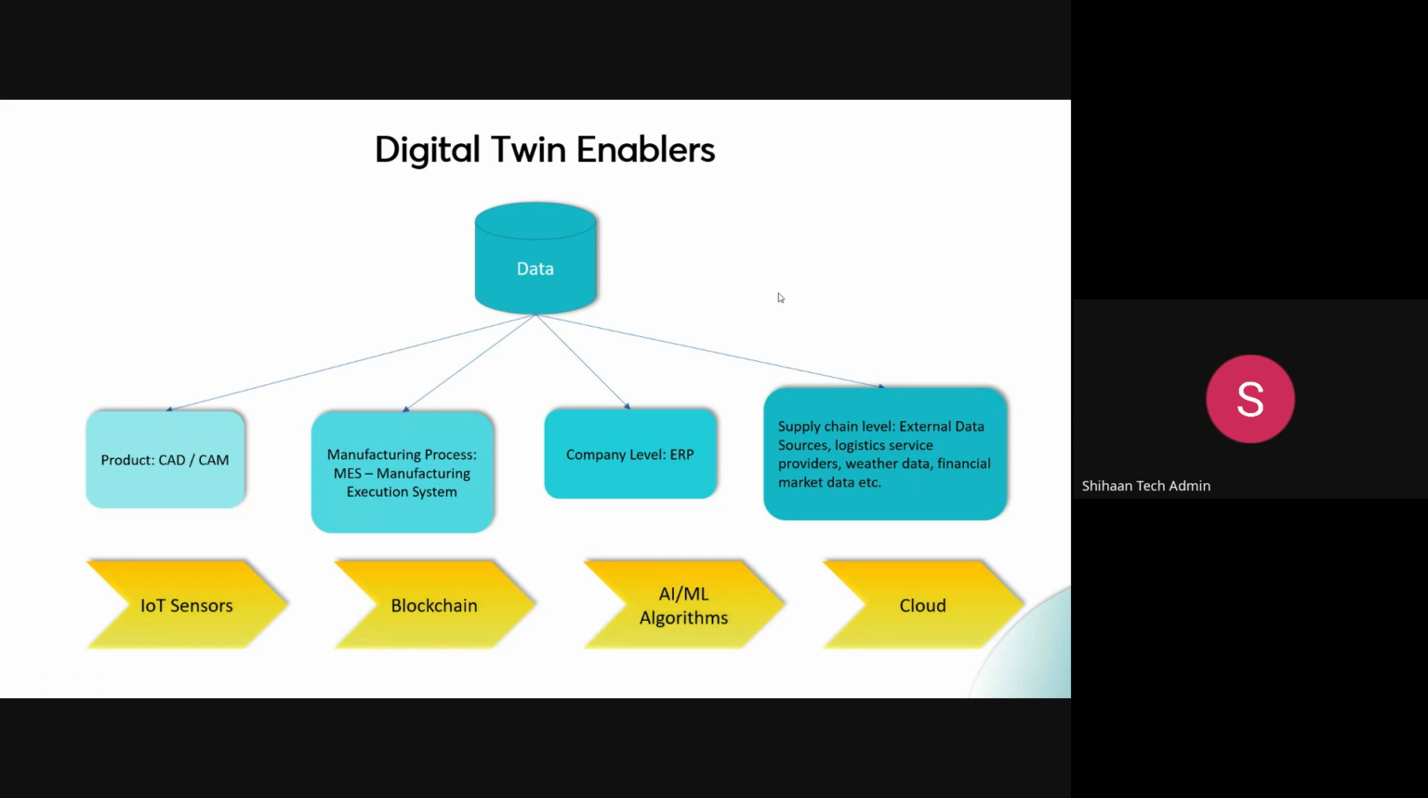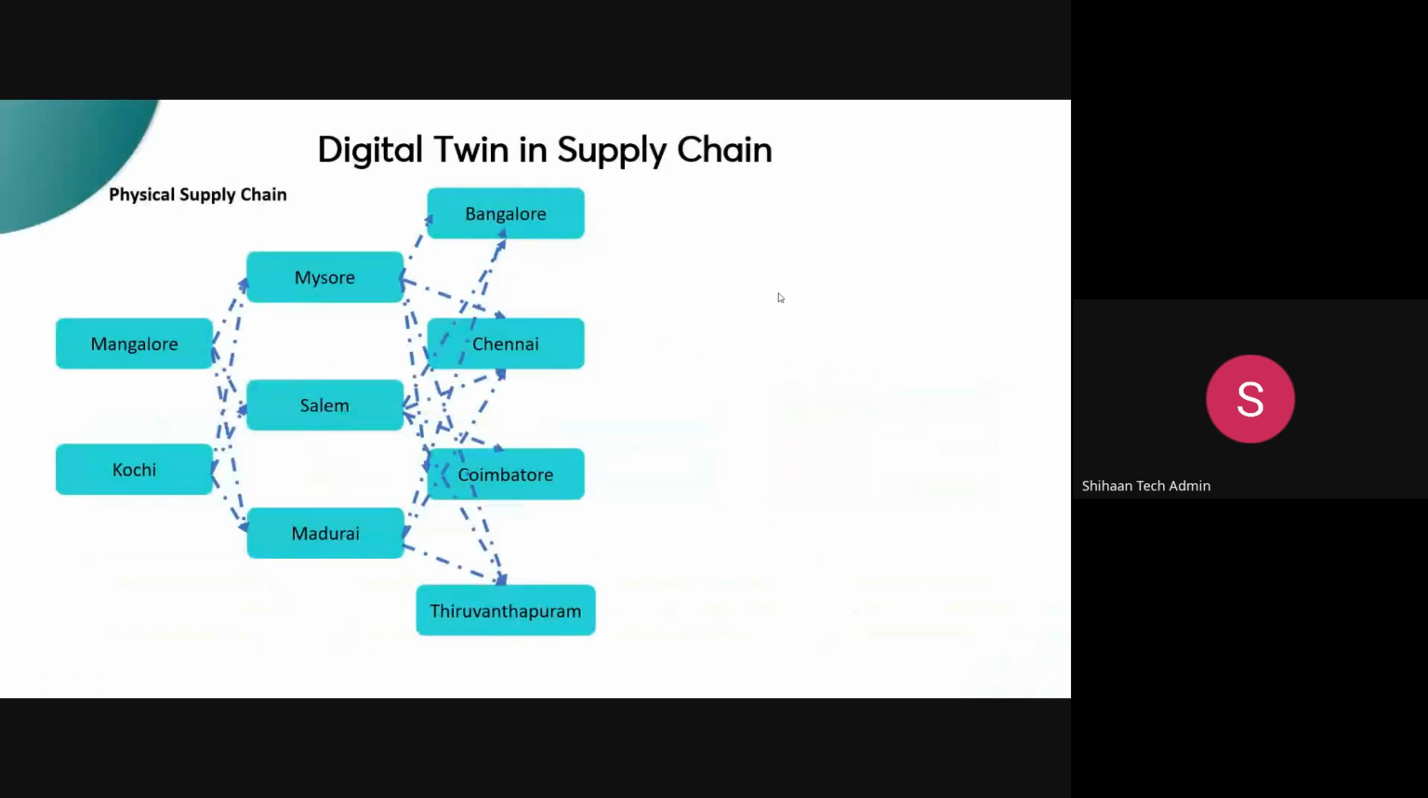Okay, so let's move on to the next slide. This will be very interesting. I have taken an example. Say this is a physical supply chain of a manufacturing unit. Let's say they have the manufacturing units built at Bangalore and Kochi. From these manufacturing units, they are producing some products, components, and they are distributing them to the distribution channels. The distribution channels are located in Mysore, Salem, and Madurai. They are sending these products to these distribution channels, and from there it is getting distributed to the customers or the end users.